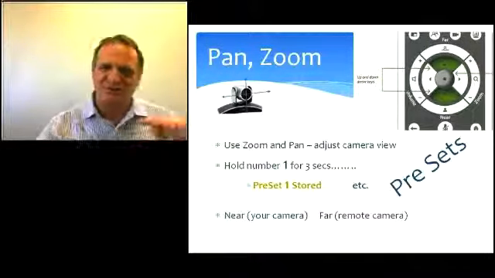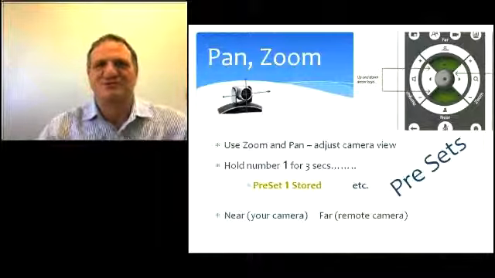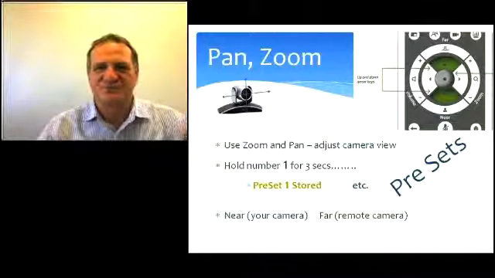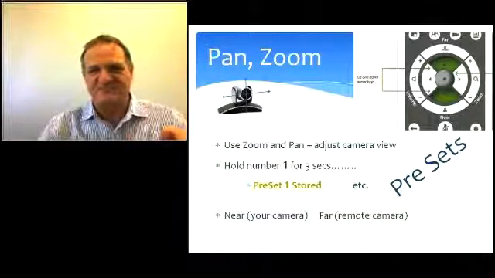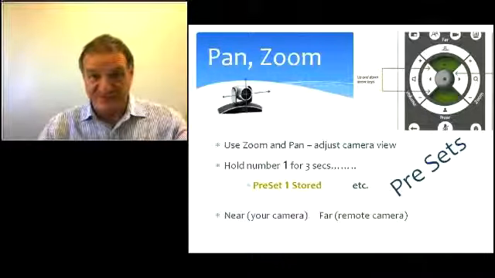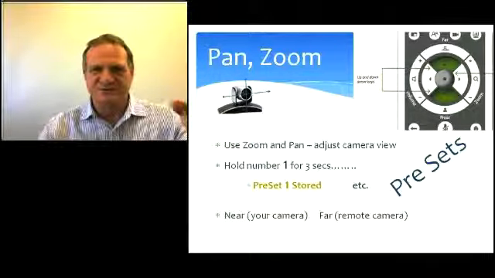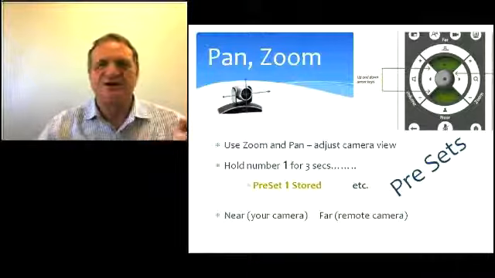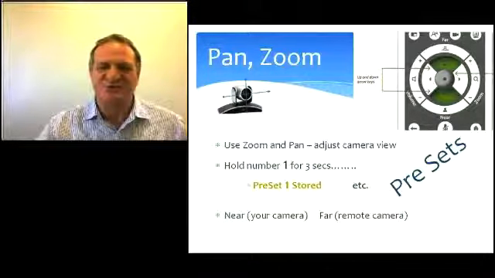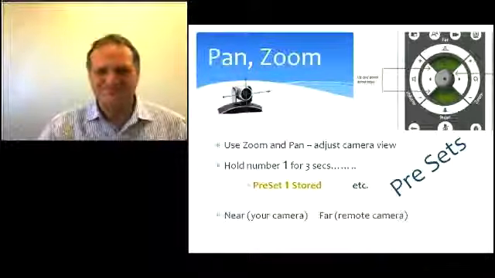You can control the camera of the remote device, the one that you dialed into, and you do that by pressing the far button. Then you're controlling the far camera, the remote camera. To then again control your own camera, press near and you'll return the control to your camera.